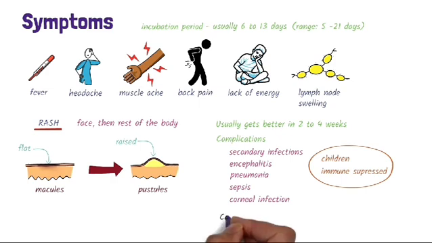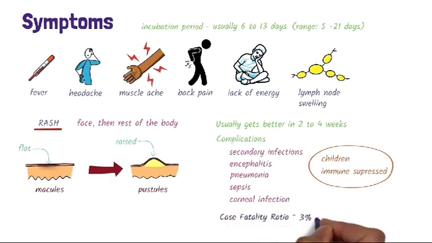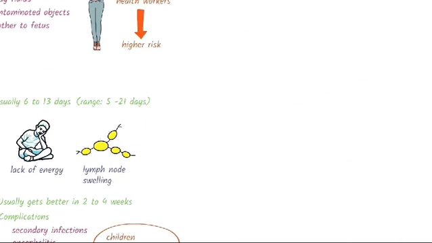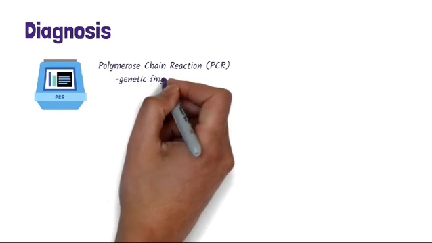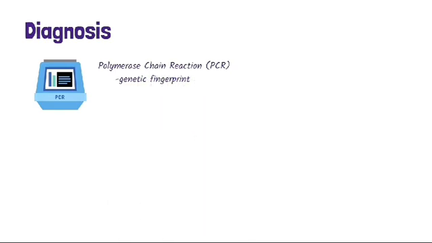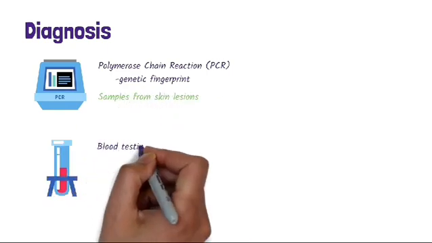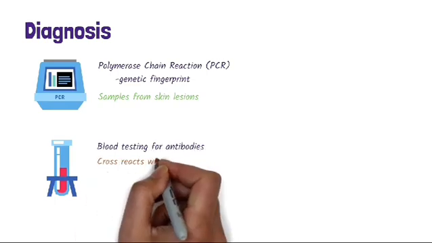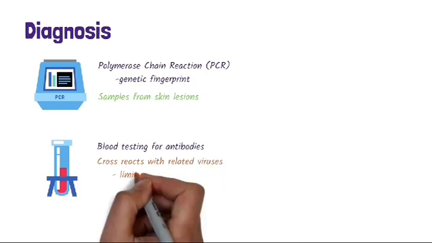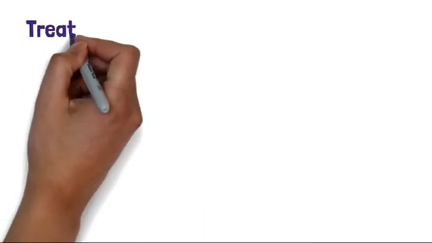The case fatality ratio, which is the proportion of people who die from the disease, ranges from about 3 to 6%. So, how is it diagnosed? Polymerase chain reaction, PCR testing, which detects the genetic fingerprint of the virus, is the best test to diagnose the disease. This is usually done on samples from skin lesions, such as fluid or crusts. Testing blood for antibodies against monkeypox is sometimes used, but because antibodies cross-react with other related viruses, it's of limited value.